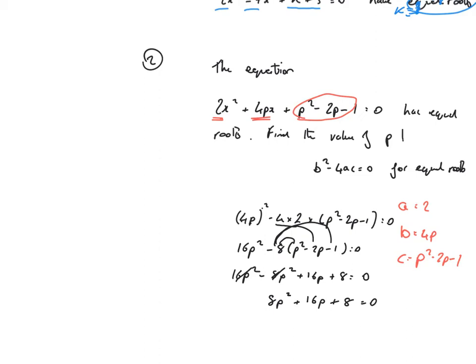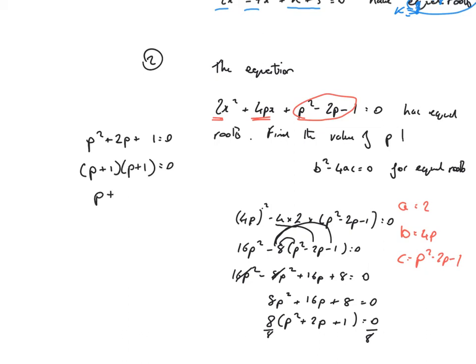Okay, so first row of factorising, take out a common factor, so 8 bracket p squared plus 2p plus 1 is equal to 0. I can then divide both sides by 8, and that will leave me with p squared plus 2p plus 1 is equal to 0. Two numbers that multiply give 1, add together give 2, that's 1 and 1. So that's p plus 1 is equal to 0, and p is equal to minus 1, final answer.